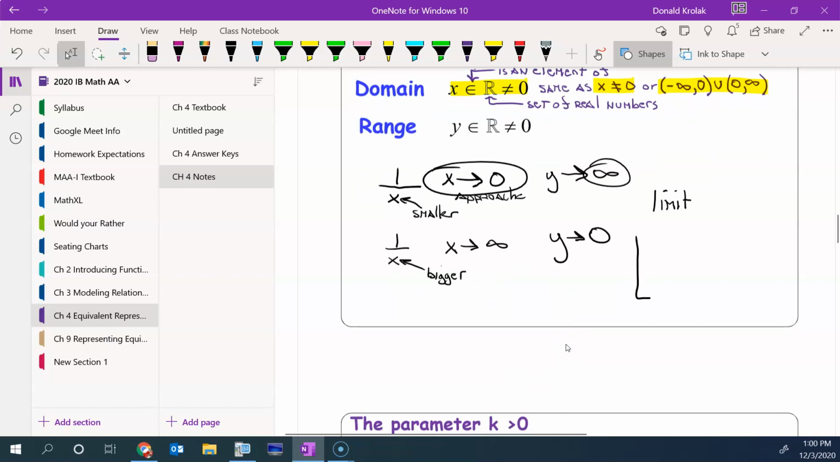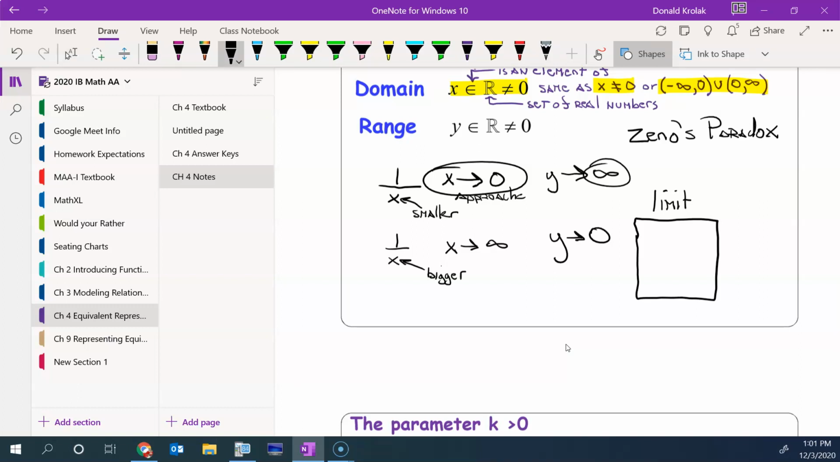If I had a box, what I'm showing you right now is a famous paradox called Zeno's paradox. Do you know what a paradox is? Explain it to us. What is a paradox, Ryan? Exactly. Very good. I couldn't have said it better.